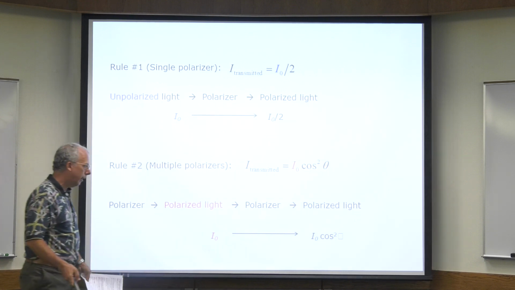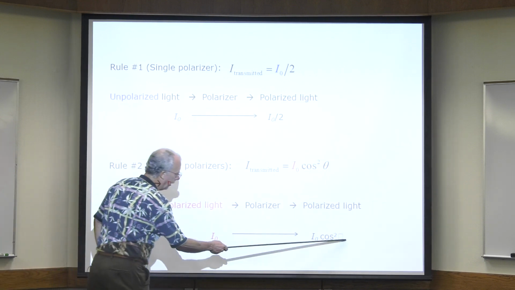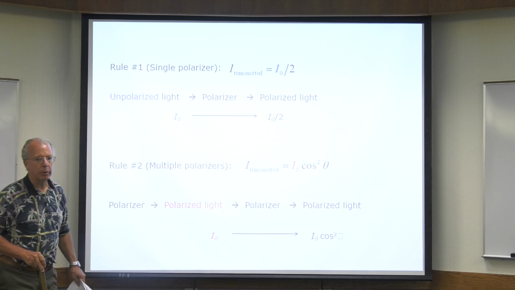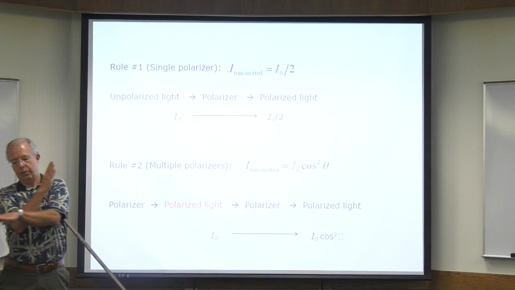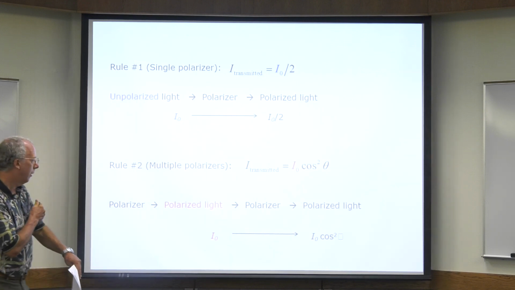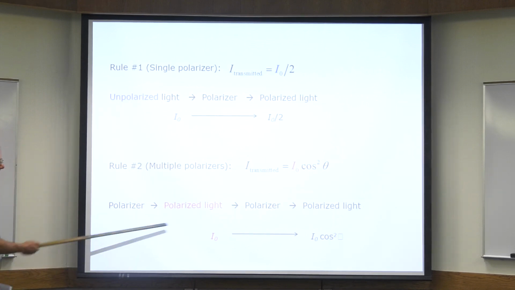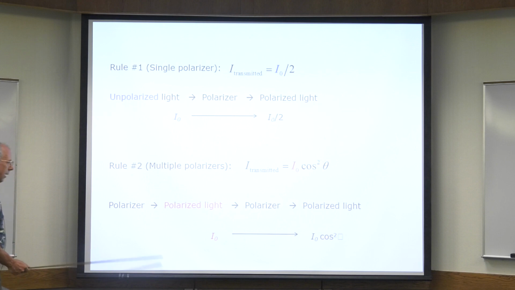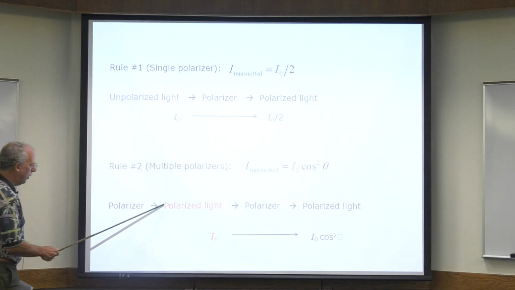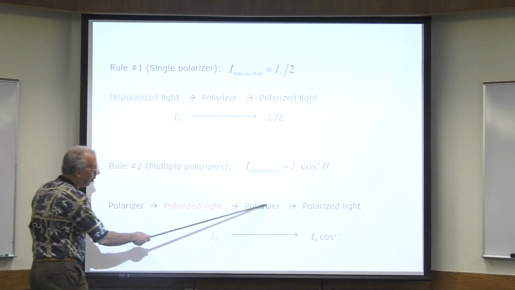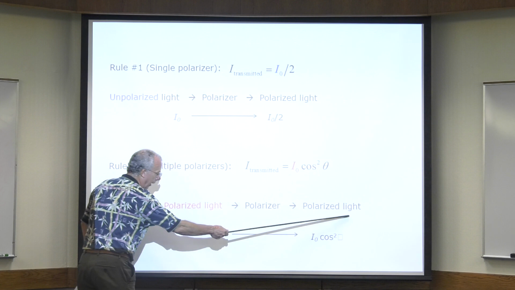What's theta? Theta is the angle between the transmission axes. So now theta would be 90, right? Okay, so this is what you mean. Anyway, that's the formula. So you have unpolarized light going through a polarizer, then you have polarized light that goes through another polarizer, and it's still polarized light, right?